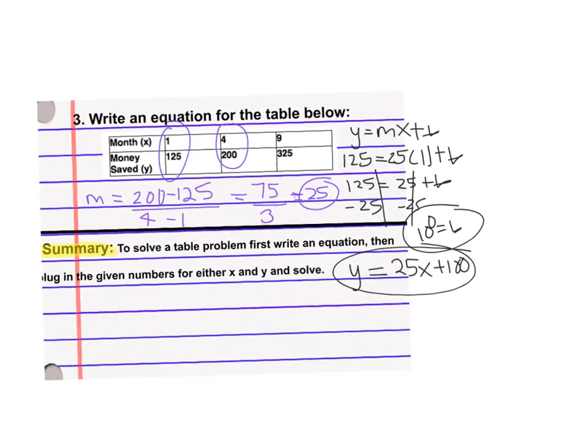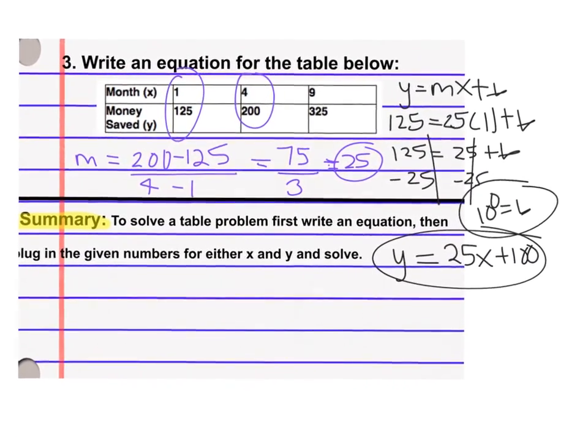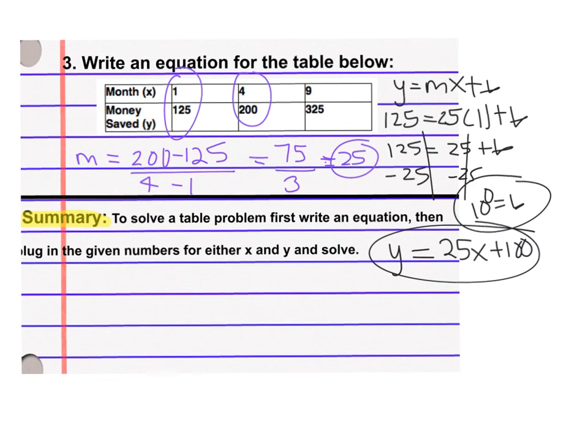25x plus 100. The summary I kind of did for you just to help. To solve a table problem, first write an equation, then plug in the given numbers for either x or y and solve.